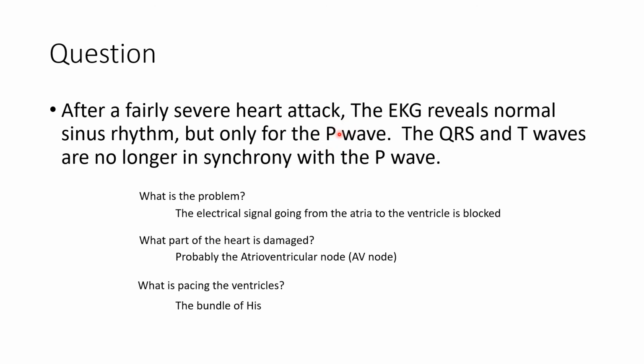This P wave is getting its signal from the sinoatrial node, and then the QRS and the T waves, they're getting their electrical signals through the bundle of His.